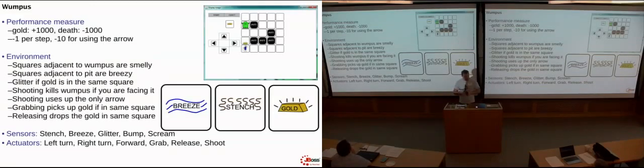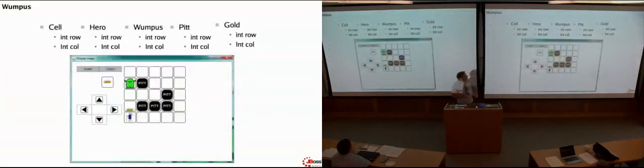Shooting the Wumpus uses up 1 arrow. You can pick up the gold, get back to the beginning, releasing the gold. So climbing out wins. So this is basically the model. You have your cell, you have your hero, you have your Wumpus, pit, and gold. And everyone has a row and column. That's the cell within the grid that they live.